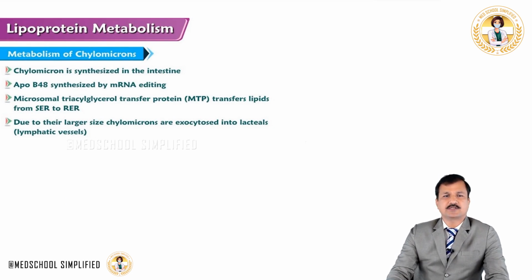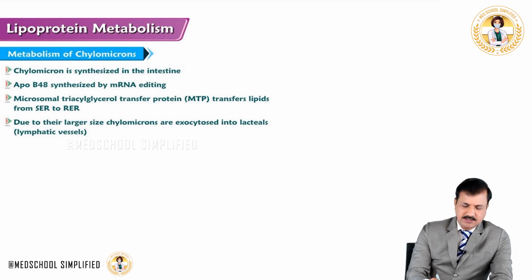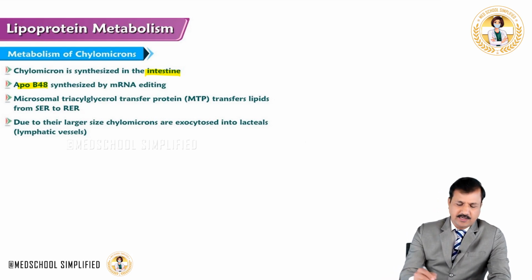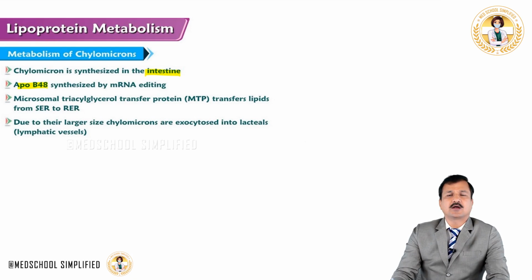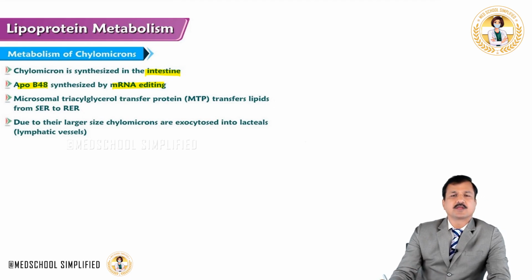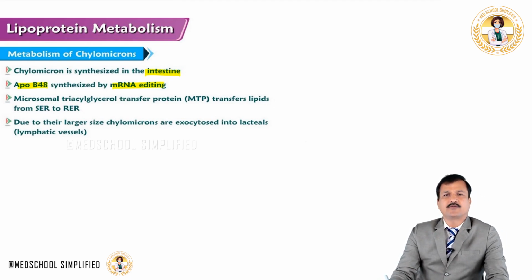As you know from my previous lecture, the introduction to lipoproteins, chylomicrons are synthesized in the intestine. In order to synthesize chylomicrons in the intestine, we need Apo B-48. This Apo B-48 is synthesized by a concept called mRNA editing, because like any protein, synthesis needs a specific gene coding for a specific mRNA, and that mRNA will undergo translation to make a specific protein.